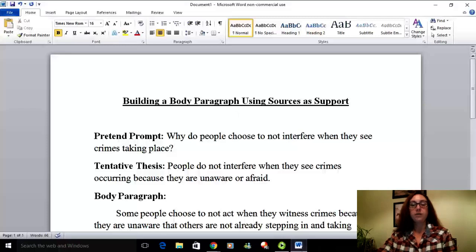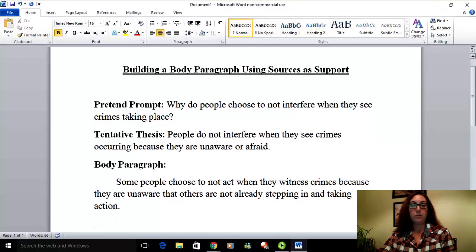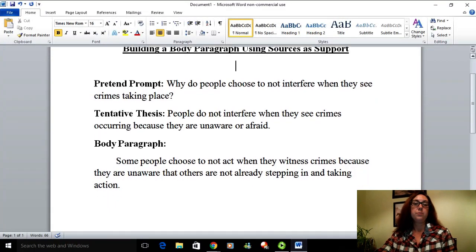Okay, and I tried to pick a topic that was similar to what we're working with, but not the same. So the pretend prompt says, why do people choose to not interfere when they see crimes taking place? So just like in your essays, you want to make sure that the entire essay is focused on answering that question.